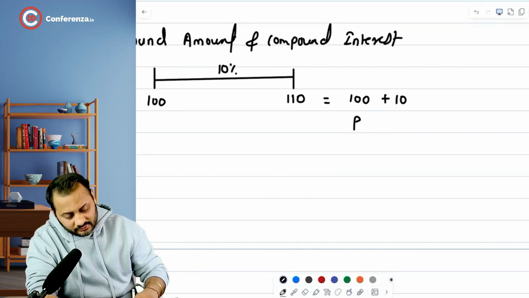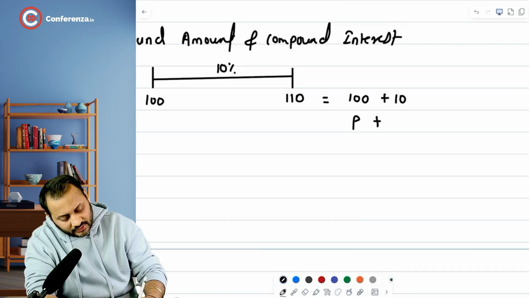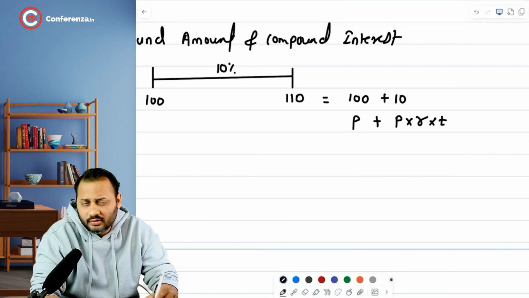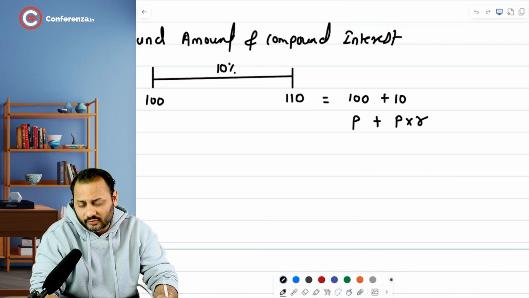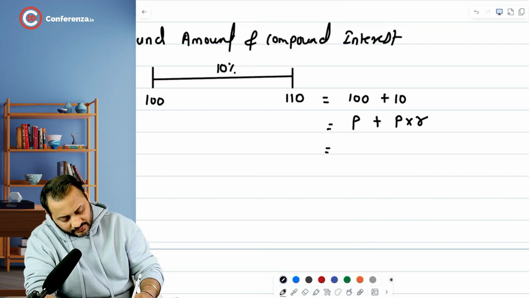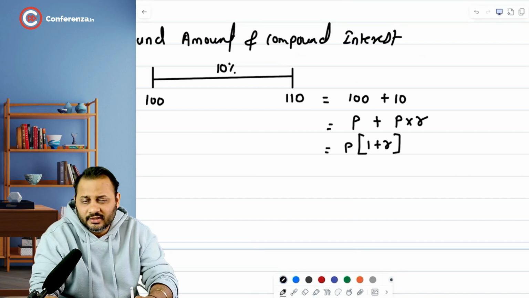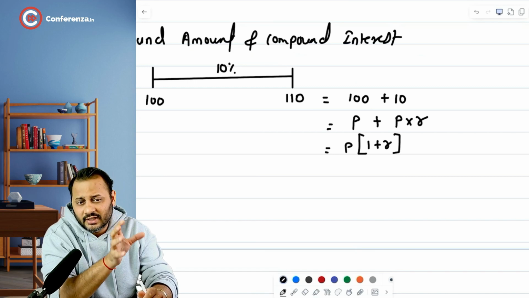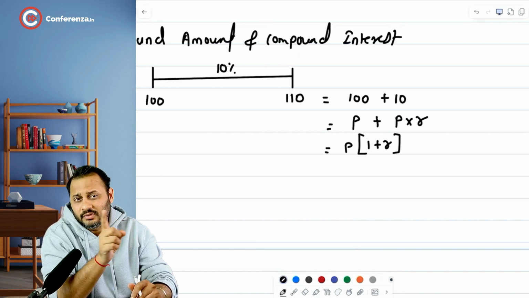100 is the principal amount, and how did you calculate the 10 rupees? It is nothing but principal into rate into time. Time, although, was for 1 year only. So if we take principal common, we can call it 1 plus r, isn't it? Take the principal outside and you will have the formula for compound amount for 1 year ready. This is only for 1 year.